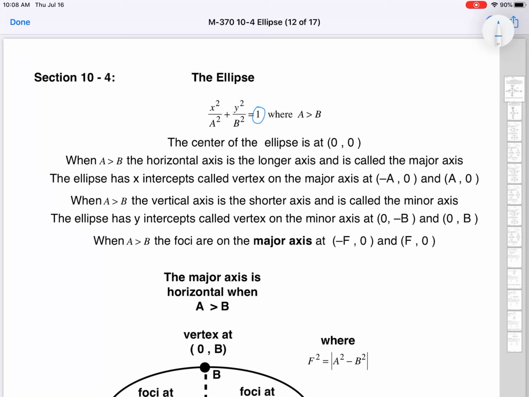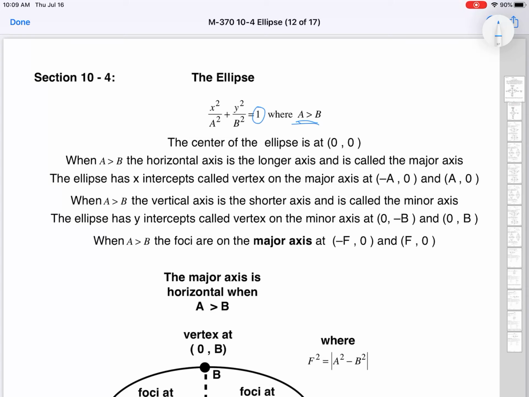Now he's going to separate this into 2 cases. He's going to make a greater than b. So a is the thing under the x. If a is bigger than b, then what's underneath the x squared is bigger than what's underneath the y squared, which means it's more elongated in the x direction. So we say x is the major axis. So if we read here, the center of the ellipse is at 0, 0.